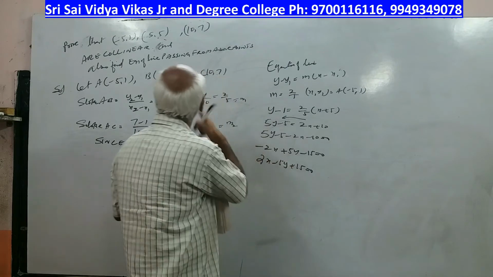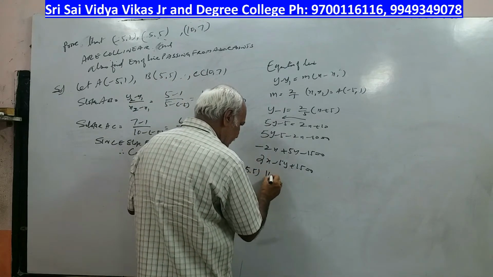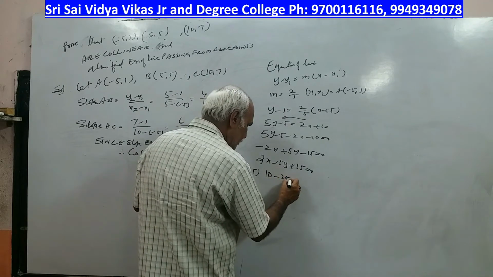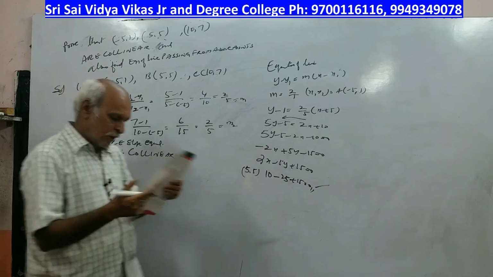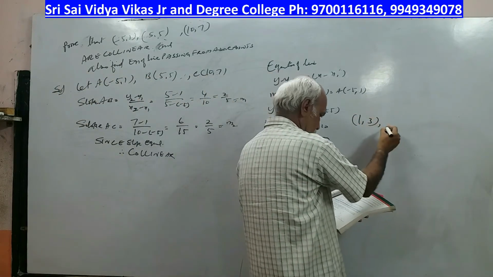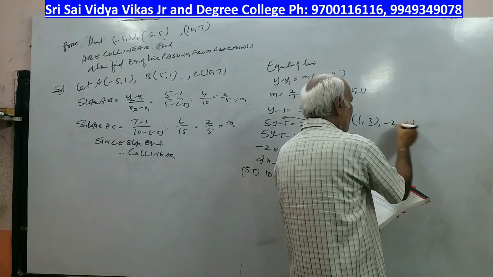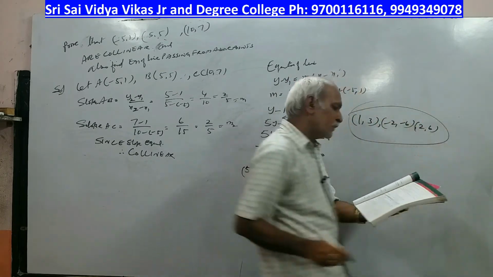Now what is the second point? Now verification, sir. 5 comma 5. So what will happen? 10 minus 25 plus 15 is equal to 0. So verified. Okay, I will give you one problem. You can try yourself, sir. 1 comma 3, minus 2 comma minus 6, 2 comma 6. Try yourself, sir.